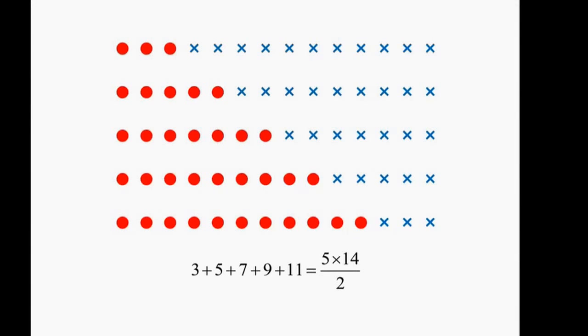I often find that students and teachers introduce the formula for things like the sum of an arithmetic series far too early. I think students need time to think about where the formula comes from and not just see it algebraically. So the link between this picture and the equation at the bottom is clearly that the number of red dots is 3 plus 5 plus 7 plus 9 plus 11. That being half of a rectangle, you can then see what that would be: a 5 by 14 rectangle, and it's half of that.